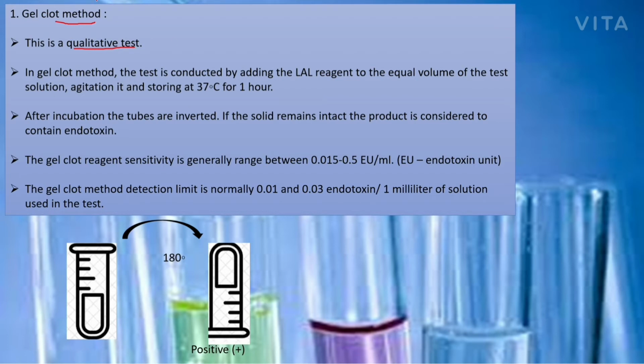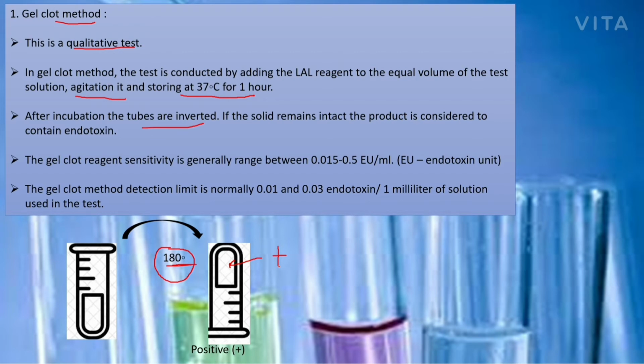In the gel clot method, the test is conducted by adding the LAL reagent to an equal volume of the test solution, which is then agitated and stored at 37 degrees Celsius for 1 hour. After the completion of the incubation time, the tubes are inverted by 180 degrees, and if the solid remains intact at the bottom of the tube after inverting, there is a positive result, which means that the endotoxin is present in the sample.